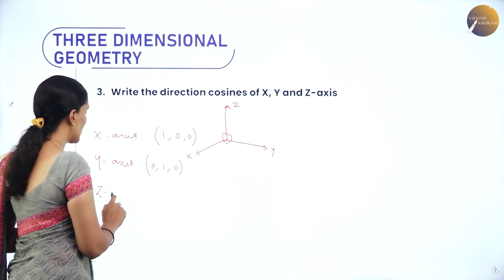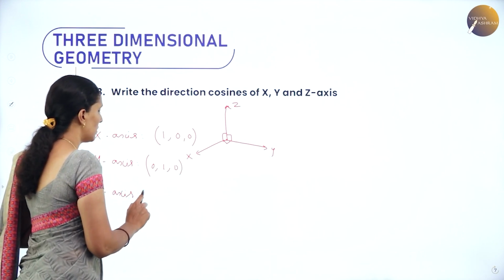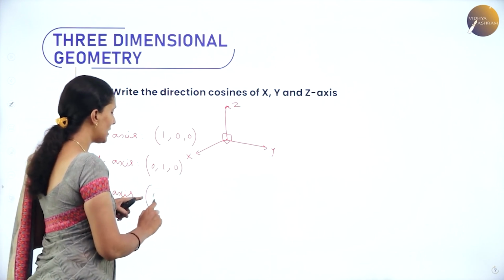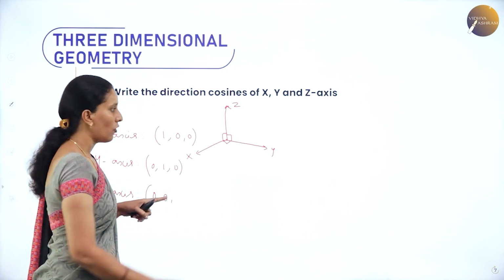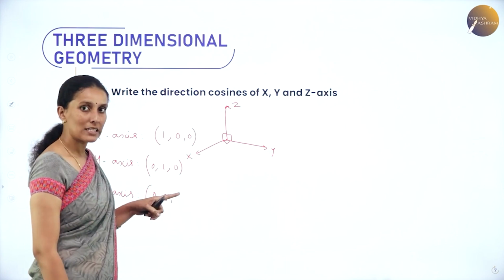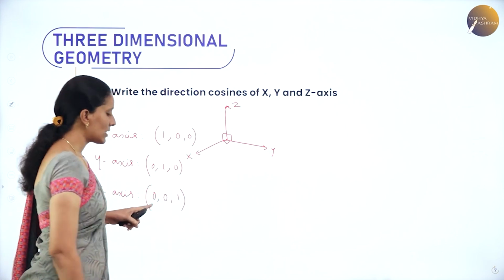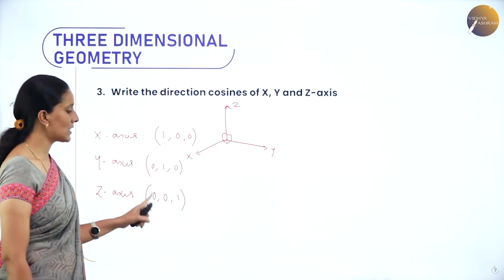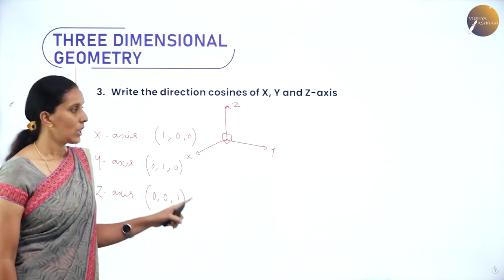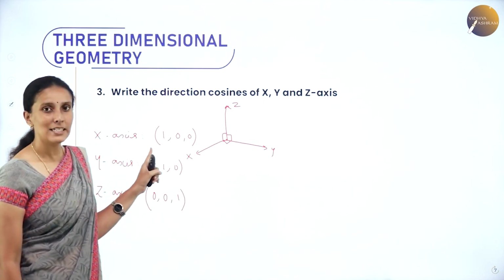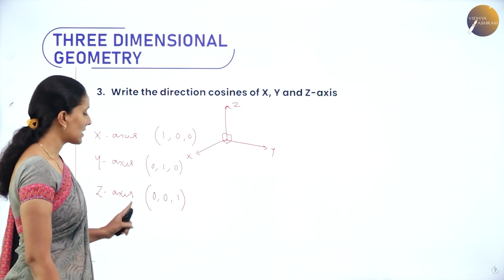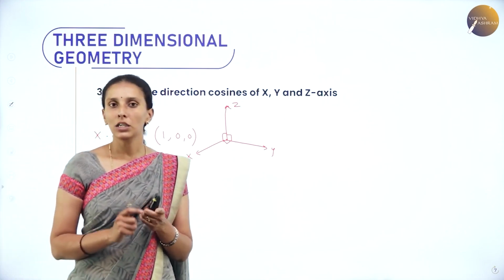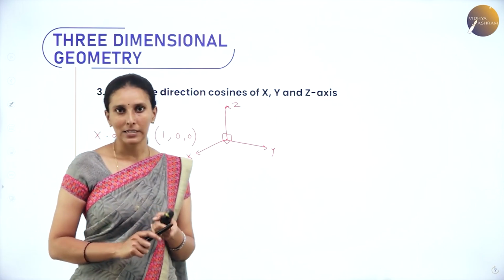Next, z axis. For x axis it is 90, cos 90 is 0. For y axis it is 90, so cos 90 is 0. Z axis with respect to z axis is 0, cos 0 is 1. Hence the direction cosines of z axis is 0, 0, 1. Thus the direction cosines of x axis is 1, 0, 0, y axis is 0, 1, 0, z axis is 0, 0, 1 based on the mutually perpendicular planes.